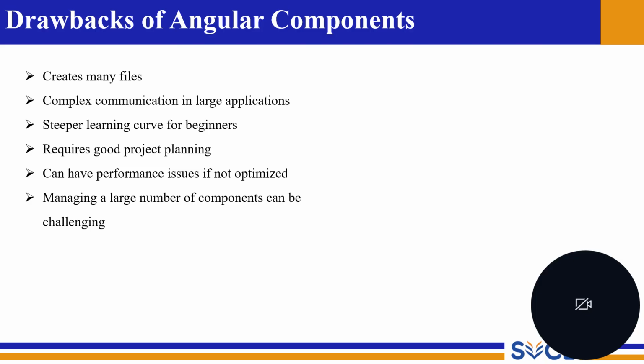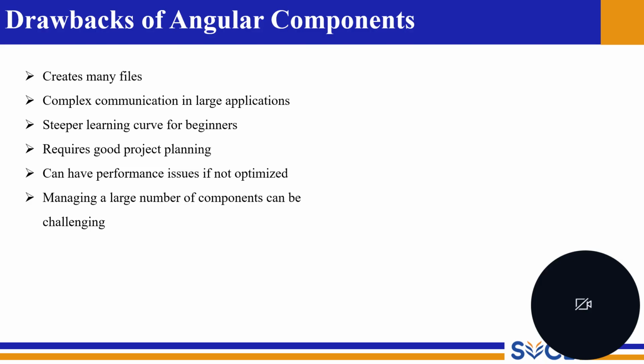And then more files. Each component creates several files. For larger applications, the number of files increases significantly. And then the initial learning curve. Beginners need to understand components, modules, services, dependency injection, routing, and then lifecycle hooks. This can take time. And then performance issues. If there are too many components or inefficient change detection, the application can experience performance issues.